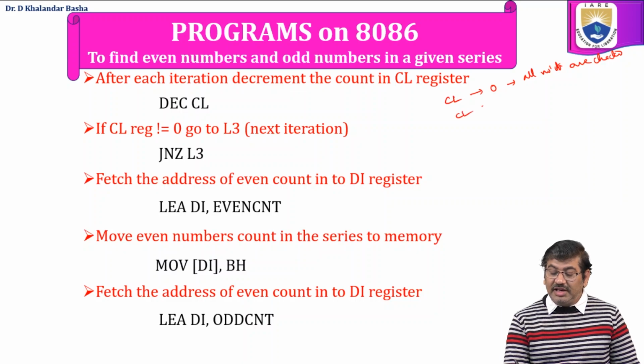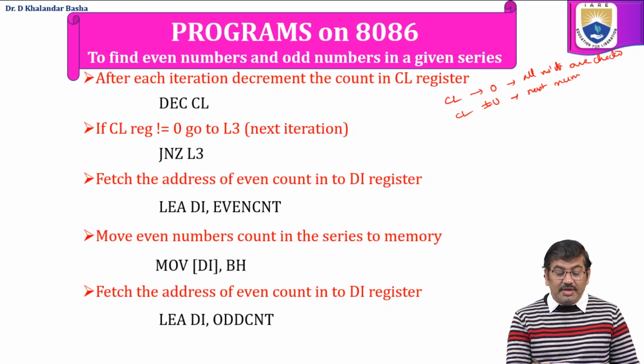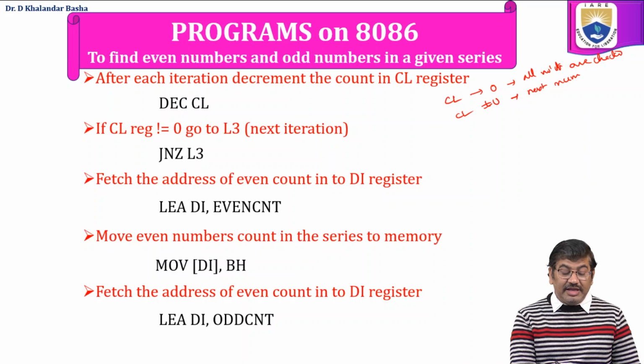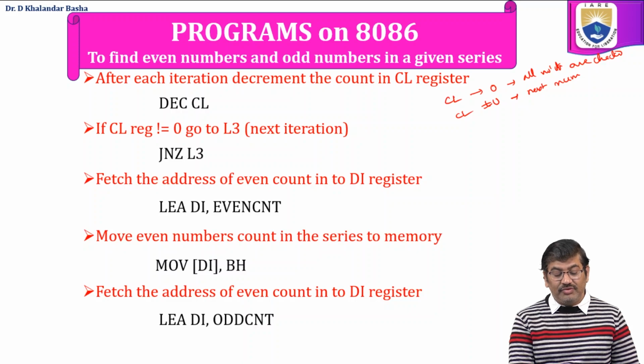Still, if CL is non-zero, it indicates we still have a few more numbers to check. So go for checking the next number for even or odd. So decrement CL. Then we check whether the CL register is 0 or non-zero. For that we use the JNZ instruction. So what does JNZ indicate?